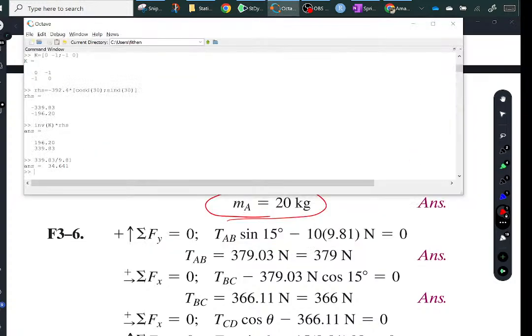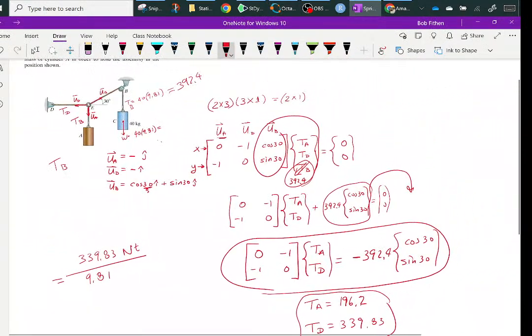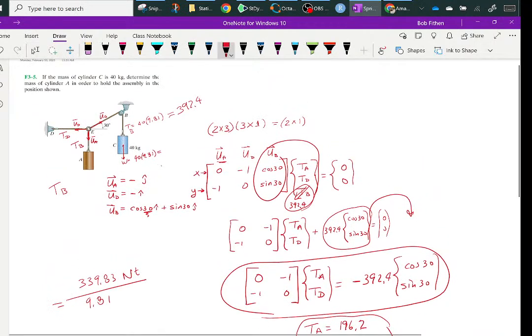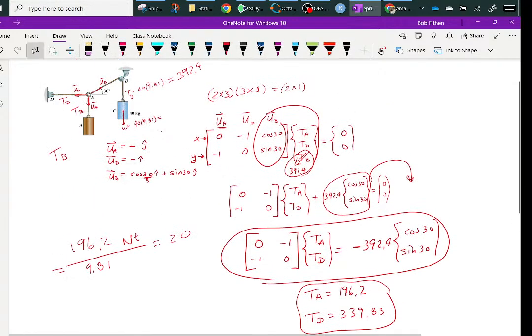$3.5. Okay, I may have made it more complicated. So here, let's look at the Y equation. Yeah, we got 20 for the answer. It's TA divided by 196.3. Oh, did I put the wrong one there? Oh, okay. Oh, yeah. Why did I do that? I don't know. And look at what I did right there.